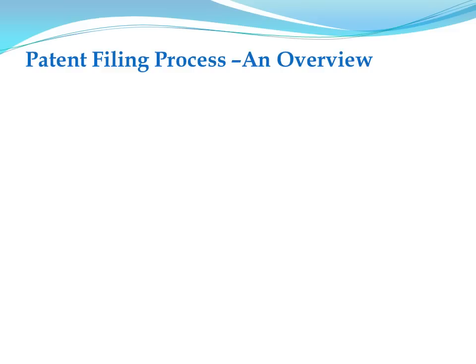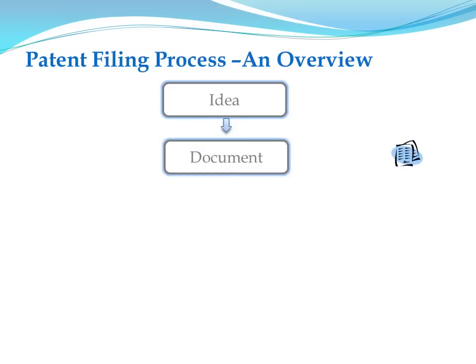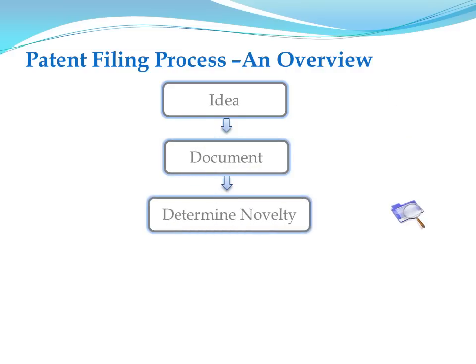Patent filing process and overview. The process of patenting starts with a new idea. Once the idea is conceived, it is important to document it. After that, the novelty of the idea needs to be determined, as novelty is an important criteria of patentability. This is done by performing a patent search. Using the results of the patent search, it is a good idea to further refine or fine-tune the invention.